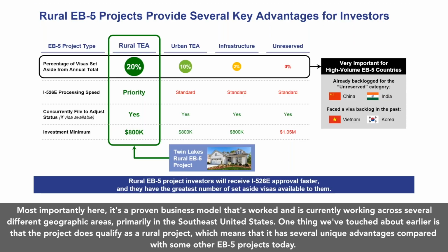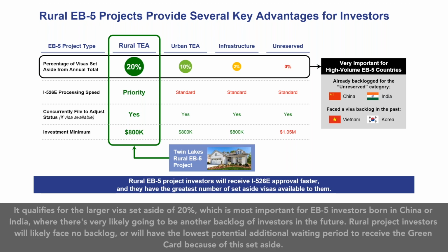One thing we touched on earlier is that the project does qualify as a rural project, which means that it has several unique advantages compared with some other EB-5 projects today. So it qualifies for the larger visa set aside, 20%, which is most important for EB-5 investors born in China or India, where there's very likely going to be another backlog of investors in the future. And so rural project investors will likely face no backlog or will have the lowest potential additional waiting period to receive the green card because of this set aside.